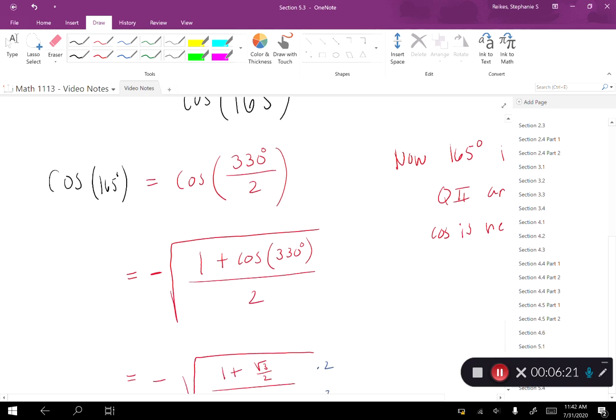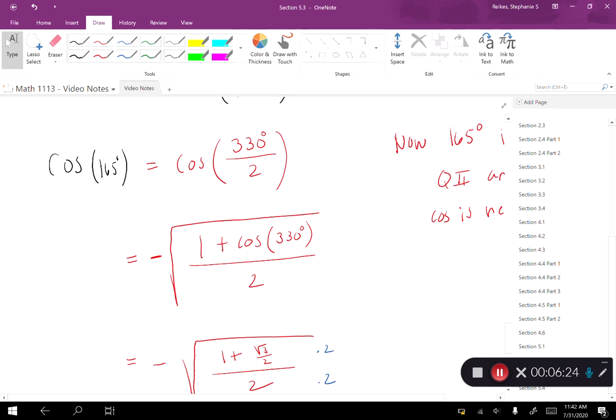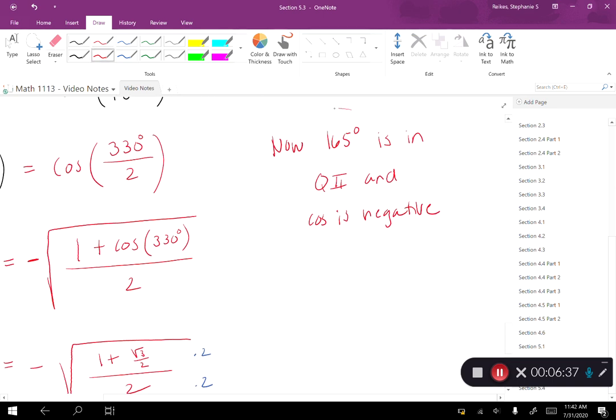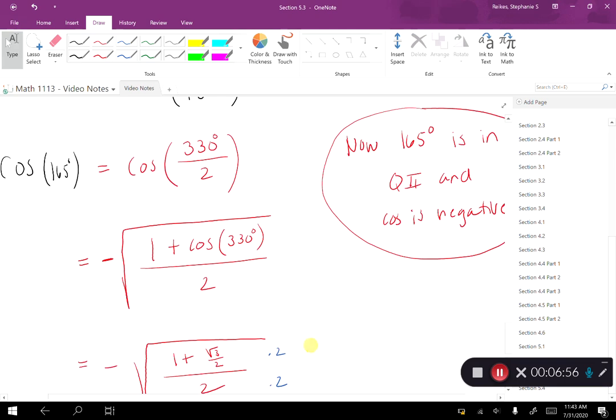And now following the formula, I would have big square root 1 plus cosine 330 all over 2. And now I wrote the solution out as minus, but why am I going to choose to use the negative versus the positive answer? Well, let's look over here at scratch work on the right. I mentioned 165 degrees would be in quadrant 2. And since we're finding the cosine value, in quadrant 2, cosine, or my x value, has to be negative. So that is why I'm choosing to use the negative answer right there.